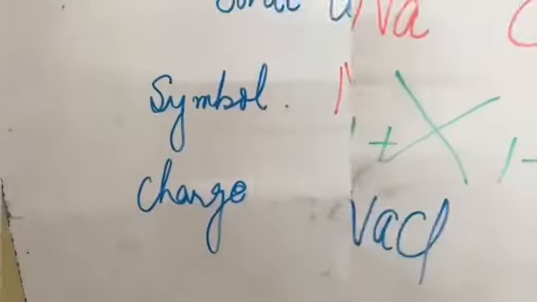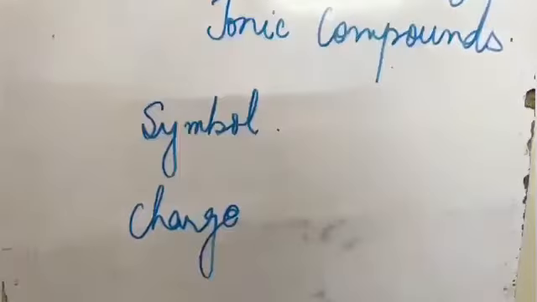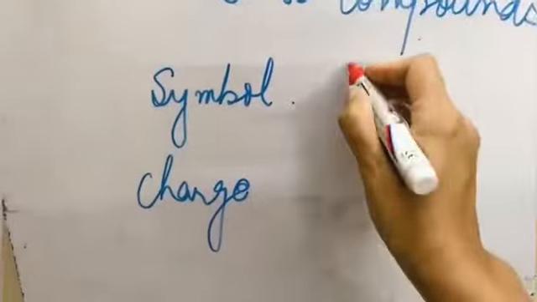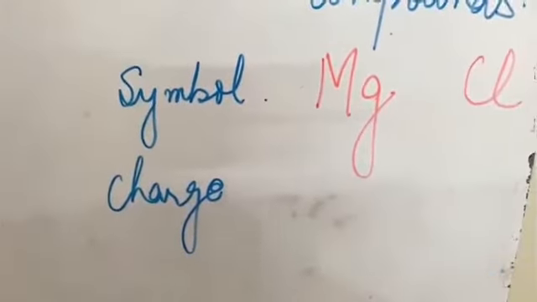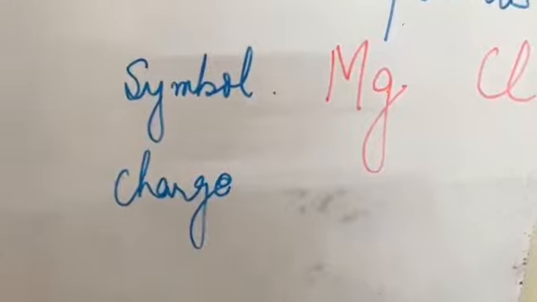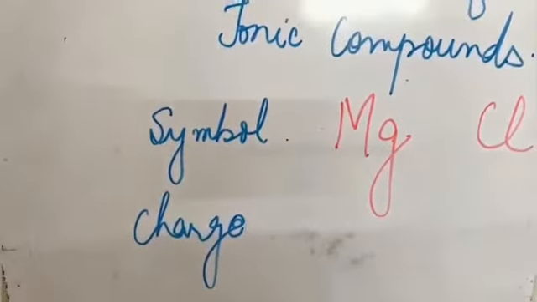Next ionic compound, magnesium. Symbol of magnesium is Mg, magnesium chloride, Cl. Okay, and what is the valency of magnesium?